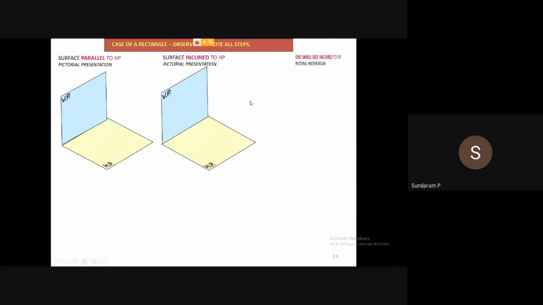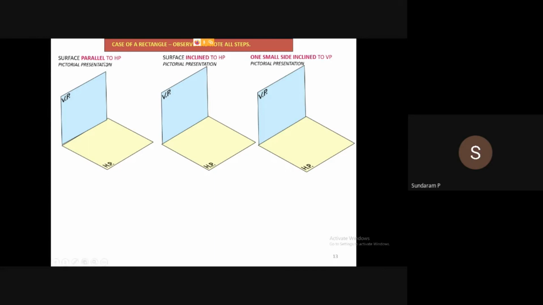So here you can draw the pictorial view. We can see the plane. A plane is nothing but a surface of negligible thickness. It has length and height. You can assume it like that.